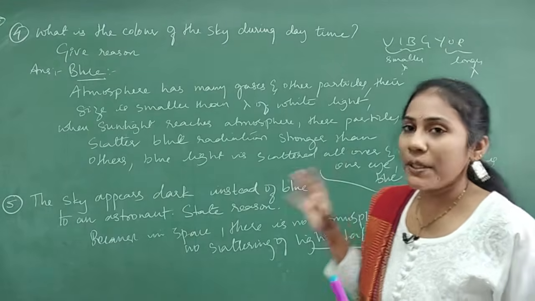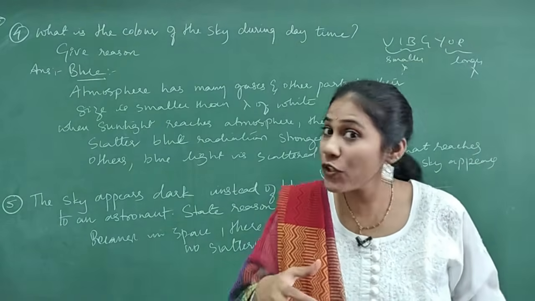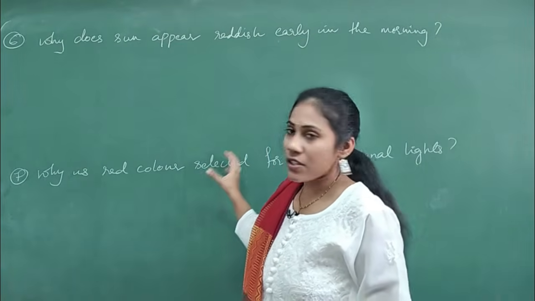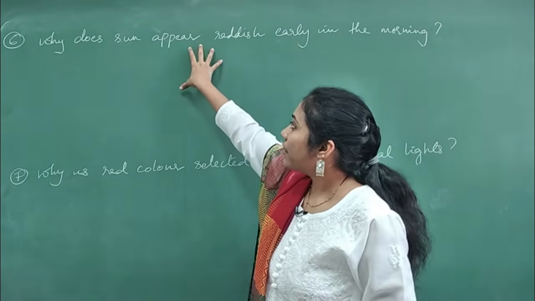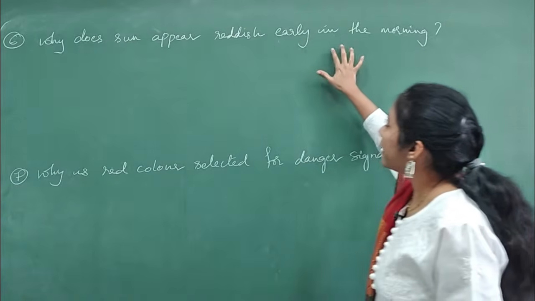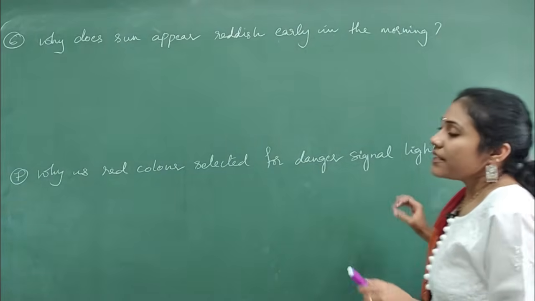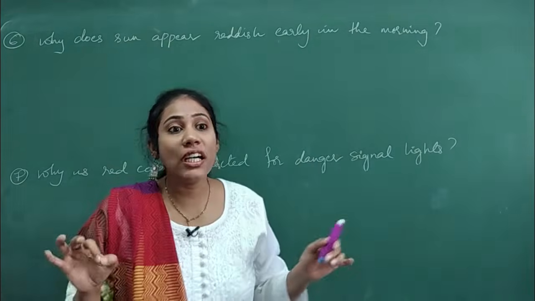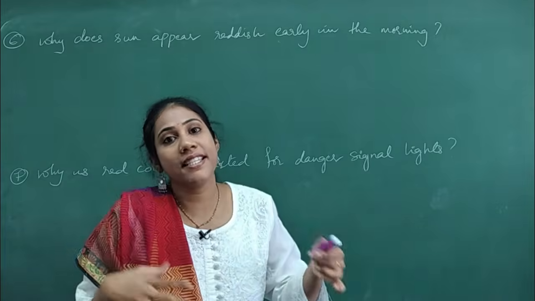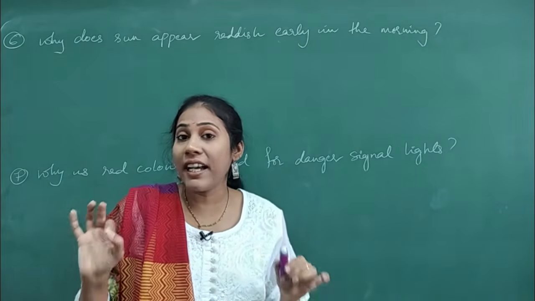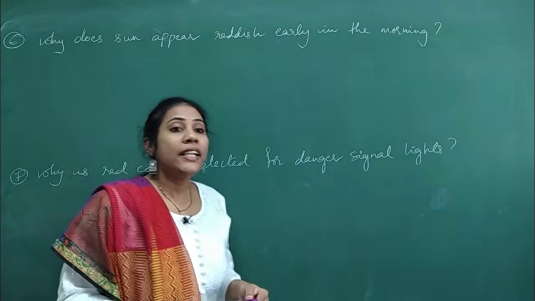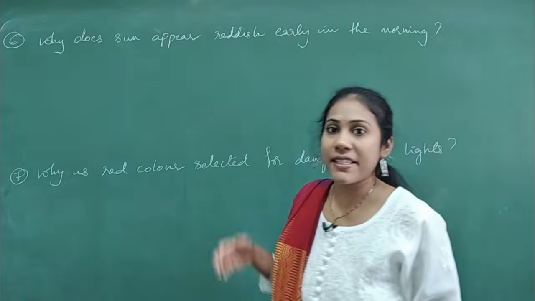And we'll see one more question here, based on the scattering of light itself. Again, these are very famous questions on scattering of light. The question you can observe here: why does the sun appear reddish early in the morning? The sun appears reddish early in the morning and late in the evenings also. During sunrise and during sunset, our sun appears reddish in color. So what is the reason behind it? It is also the same scattering concept.